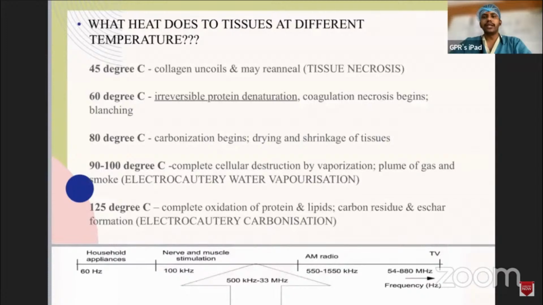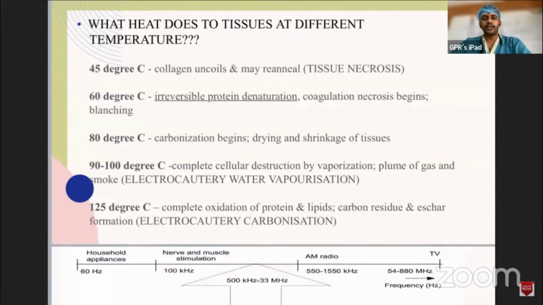The desired effect depends upon the grade of temperature, and the result matters accordingly. At about 45 to 50 degrees centigrade, collagen uncoiling happens within the tissue, and the annihilation process occurs, which leads to tissue necrosis. When the tissue is exposed to above 60 degrees centigrade, irreversible protein denaturation happens, followed by coagulation necrosis and blanching. From this point it becomes irreversible. We cannot revert the tissue back.